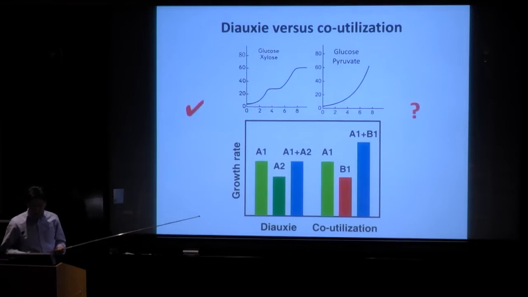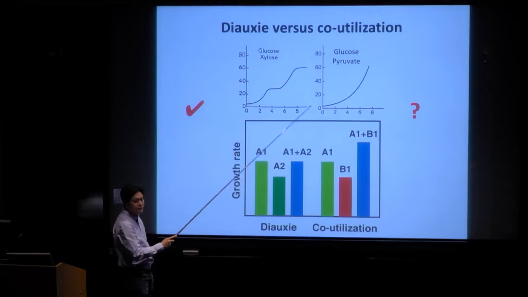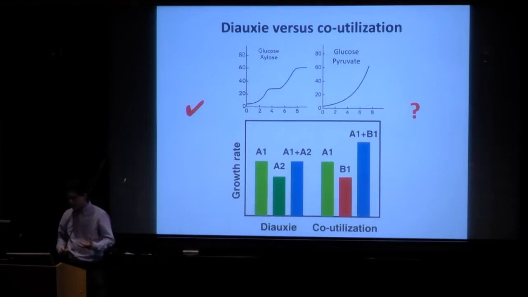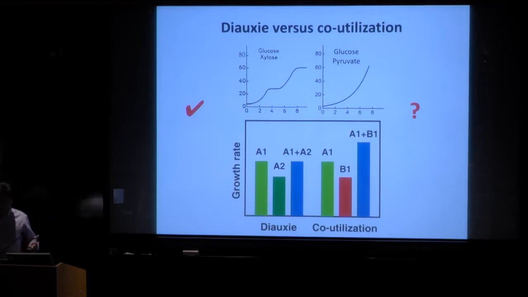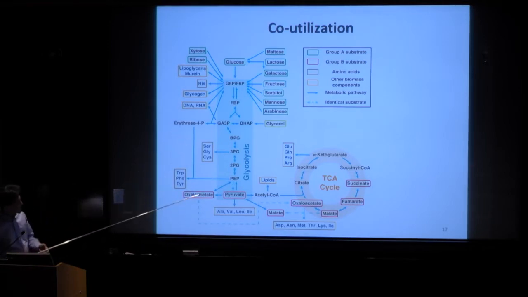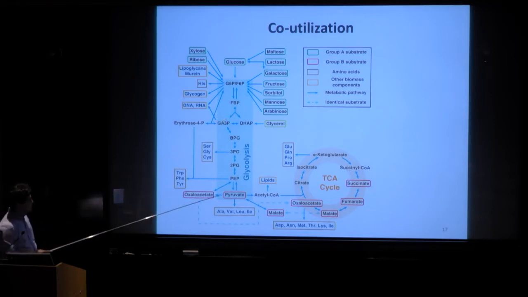But why co-utilization? Why sometimes do they use both simultaneously? In this case, indeed, they grow faster than eating on any one of them. Okay, which means they are really making advantage of the two carbon sources. Let's look at the metabolic network again. This is group A sources, group B sources.